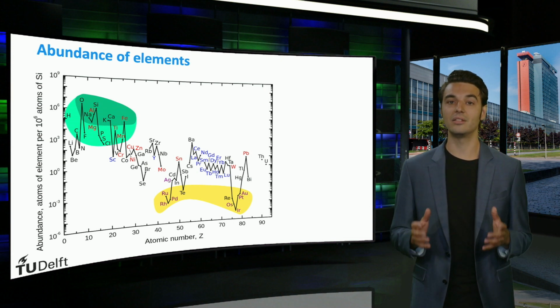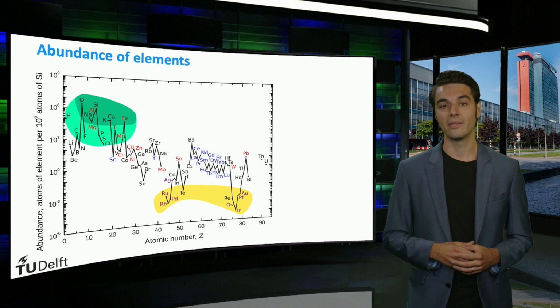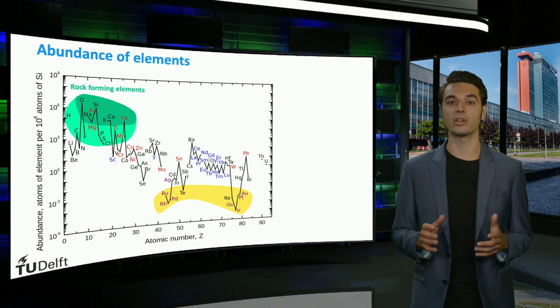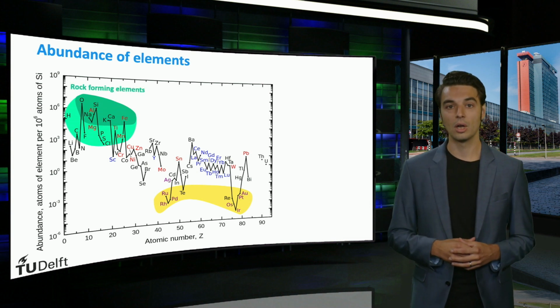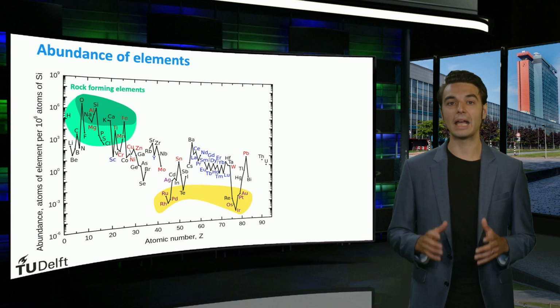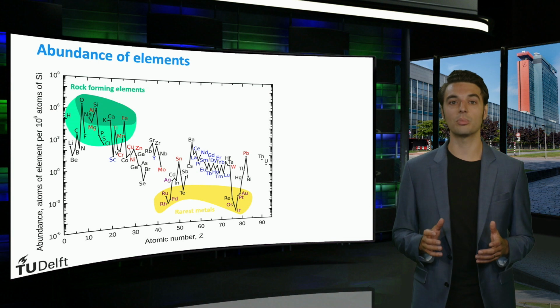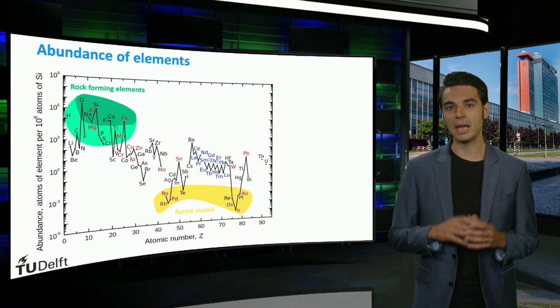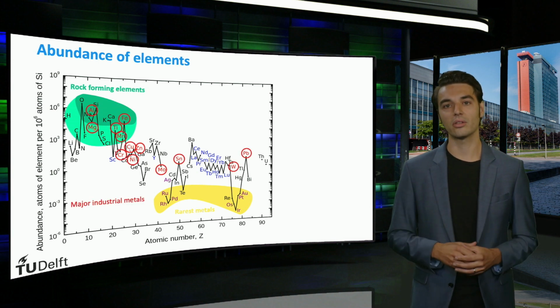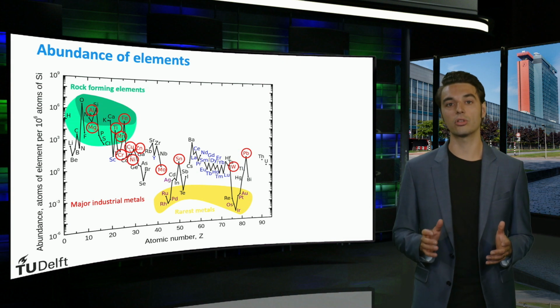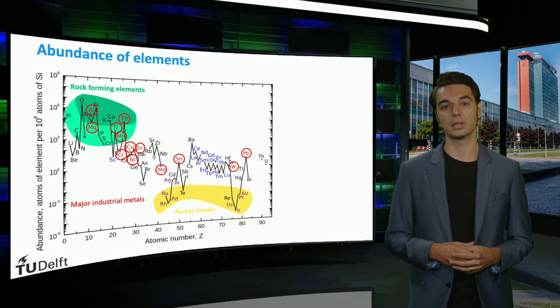We can indicate different groups in the graph. The rock-forming elements are most abundant and can most easily be mined. With increasing atomic number, the elements become less abundant. The rarest metals are indicated by the yellow area. The major industrial metals are indicated in red. These elements have a global production of at least 30 million kilograms per year.